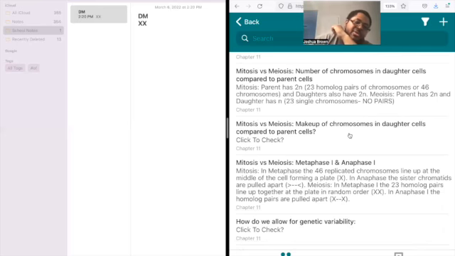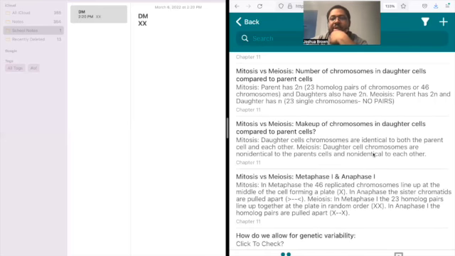So mitosis versus meiosis, makeup of chromosomes in daughter cells compared to parent cells. We've said this numerous times. In mitosis, the daughter cells are identical to both the parent cell and each other. That's the whole purpose of mitosis, to either grow, repair a wound, or for asexual reproduction. But when you're talking about sexual reproduction, those daughter cells are not going to be identical. We want variability. Variability is very important. So those daughter cells are not going to be identical to the parents or each other.